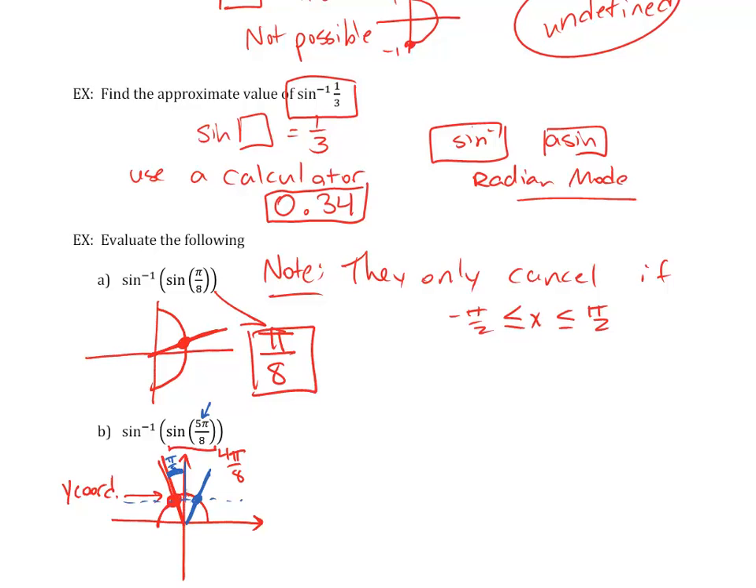So if I go pi over 8 this way, what if I went pi over 8 this way? What does that leave this angle right here to be? It's 4 pi over 8 minus pi over 8, which is 3 pi over 8. That's going to be what you get when you do the sine inverse of the sine. Again, they cancel if you're in the domain of the sine inverse function, but they won't cancel otherwise.